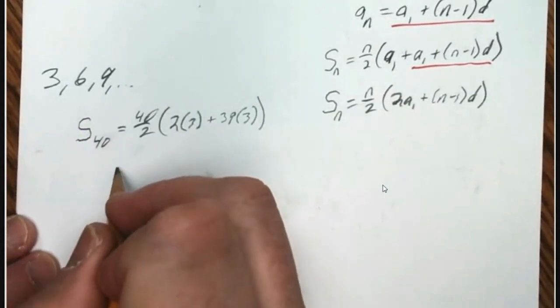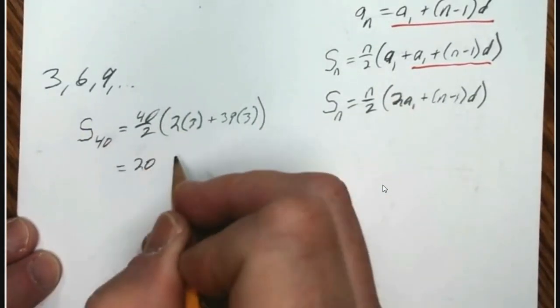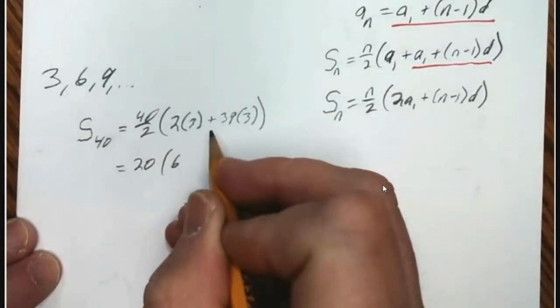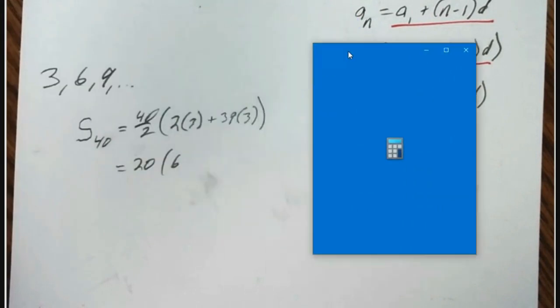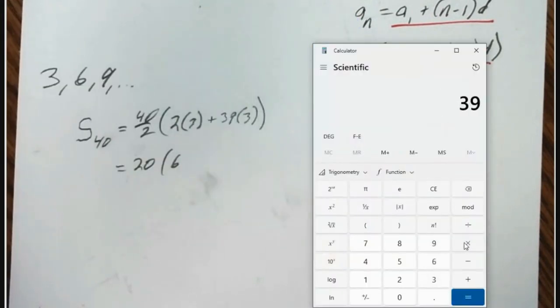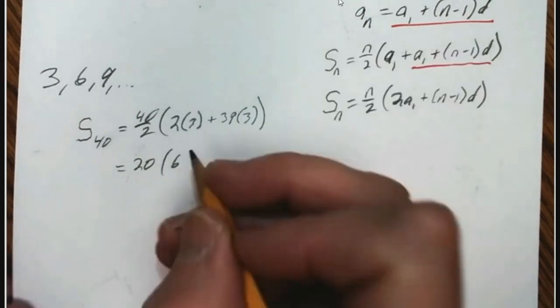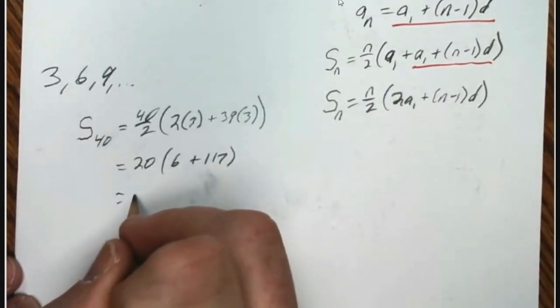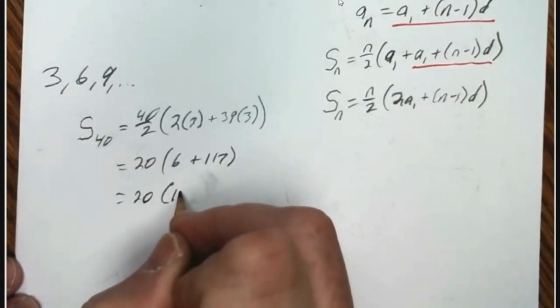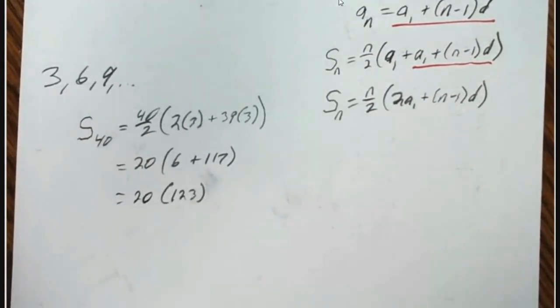So let's see. Let's do some simplifying. So that's 20. That's 6. 39 times 3. Let's pull up our calculator to make sure we get that right. 39 times 3. 117. So this equals 20 times 123.